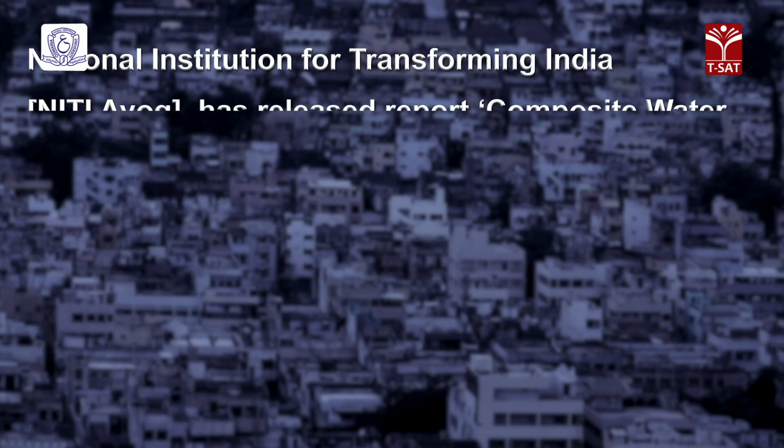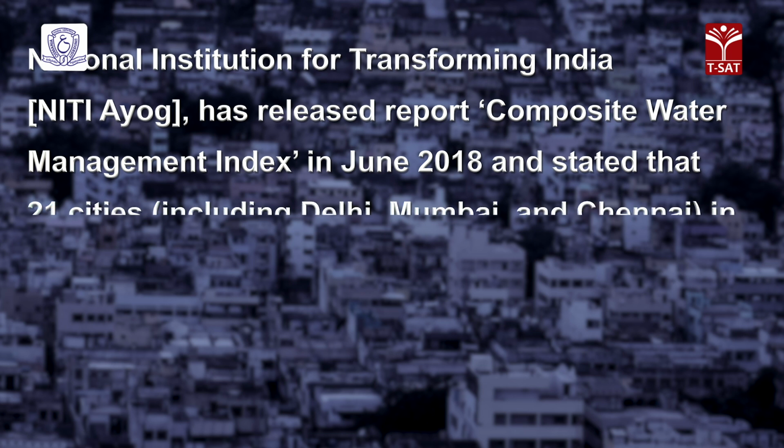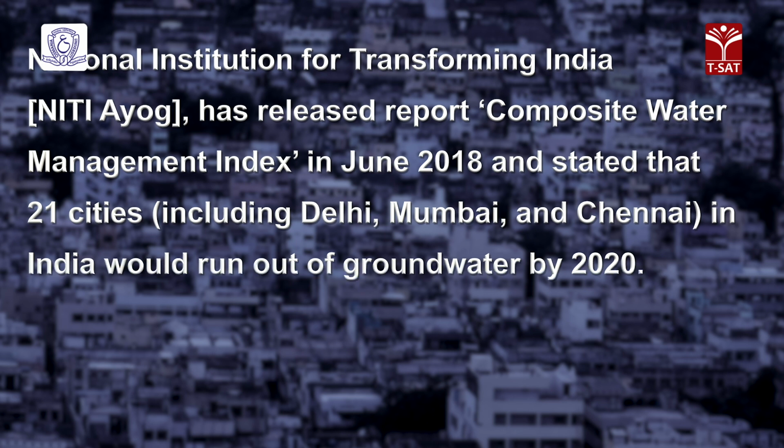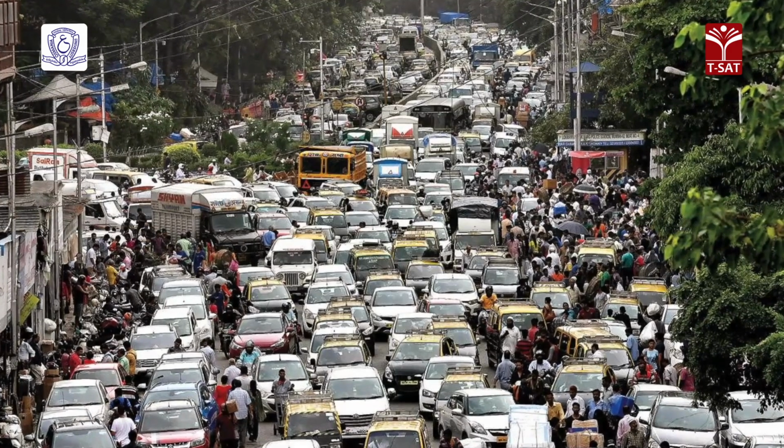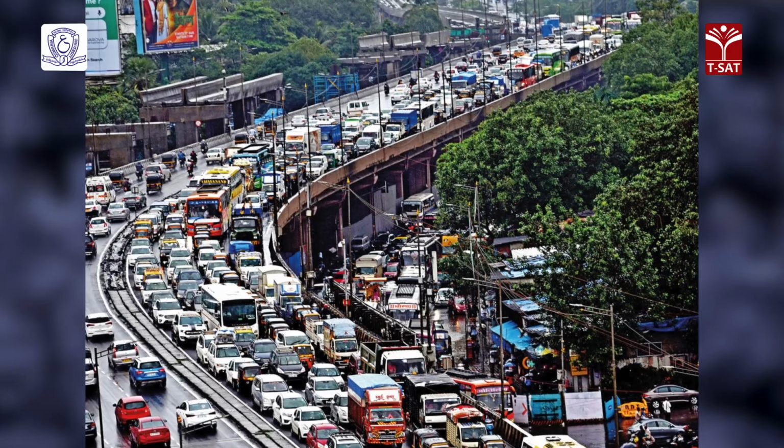However, the problems include, as per the National Institution for Transforming India, that is NITI Aayog, which released a report, the Composite Water Management Index, in June 2018 and stated that 21 cities including Delhi, Mumbai and Chennai in India would run out of groundwater by 2020. The latest database lists 3 Indian cities among the top 10 cities of the world for having the worst traffic conditions. These cities include Mumbai, Pune and Kolkata, apart from Delhi, which we are experiencing in the current phase.